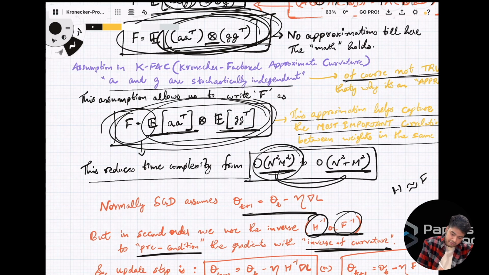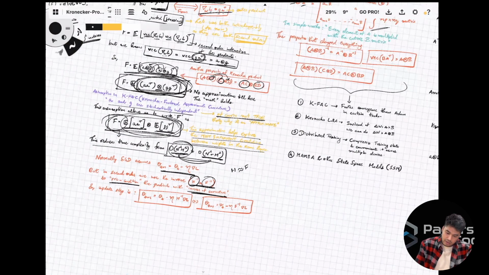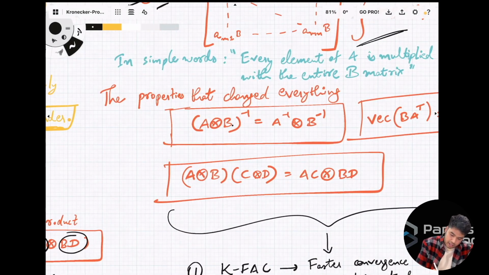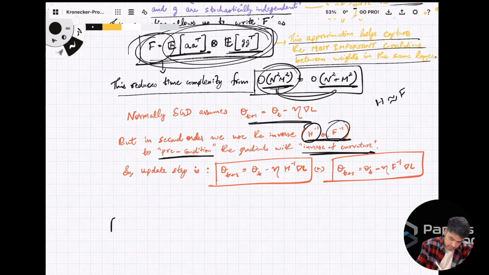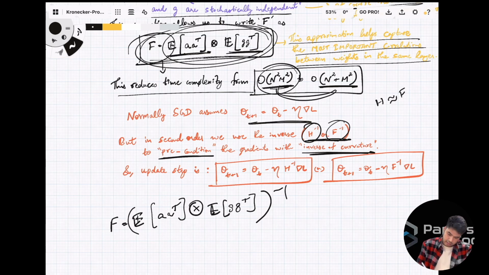So here we saw how F leads to this, right? And we know this property that if we have to take an inverse of A Kronecker B, then we can split that as A inverse Kronecker B inverse, right? So if I had to take an inverse of F, let's just rewrite it here clean. F is just expectation of A transpose Kronecker expectation of G transpose, right? And if we have to take an inverse of this whole thing, the property says that we can invert them individually, right? So this multiplied by, Kronecker product of G transpose inverse.